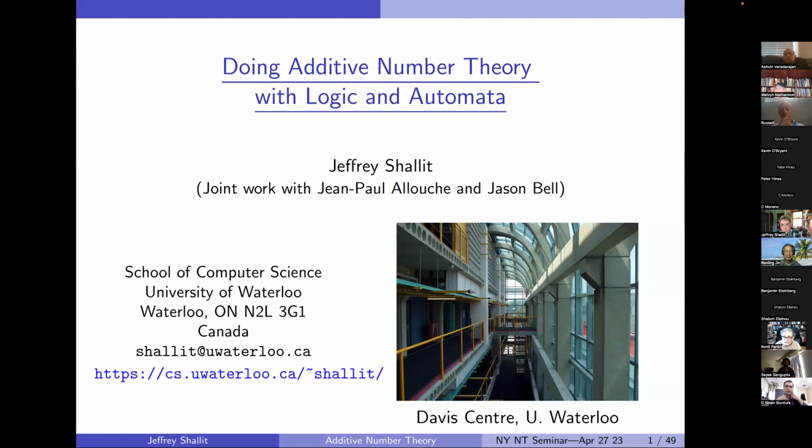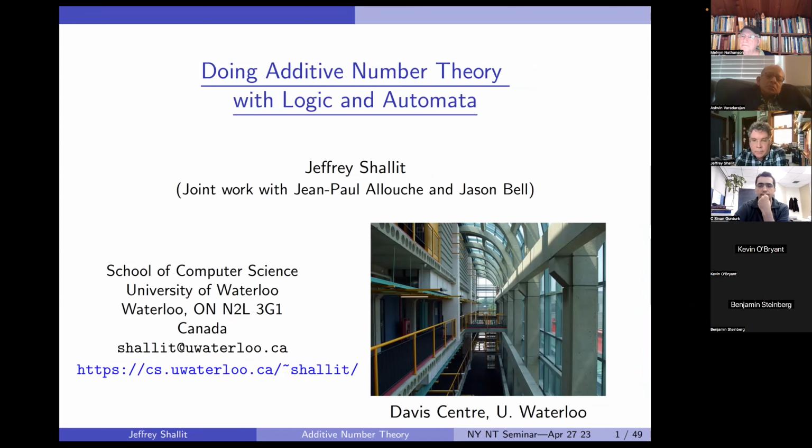This is based on some work that I did with Jean-Paul Allouche, my longtime collaborator, and Jason Bell at the University of Waterloo. And there you see a picture of the university computer science building.